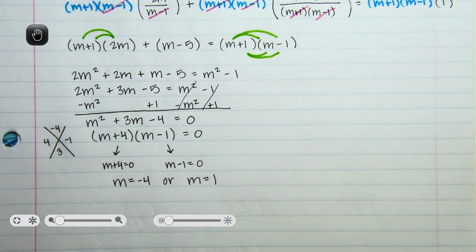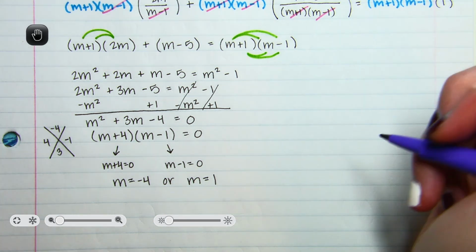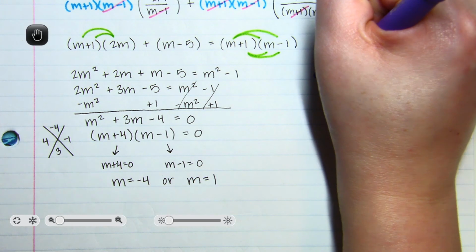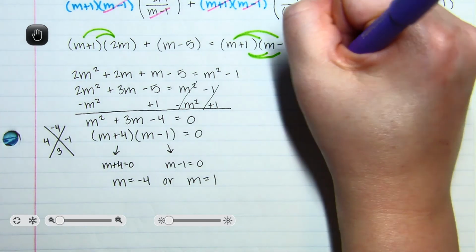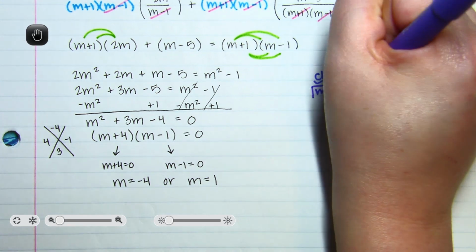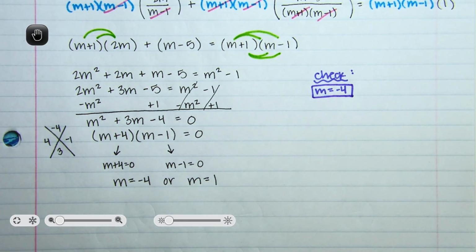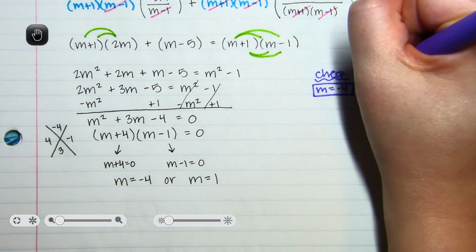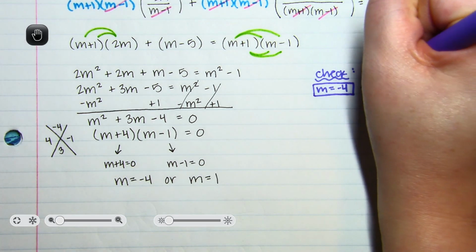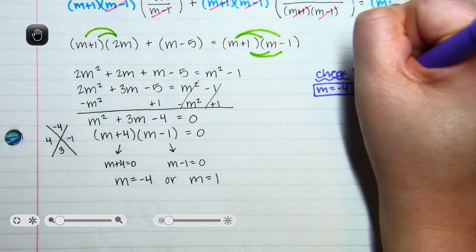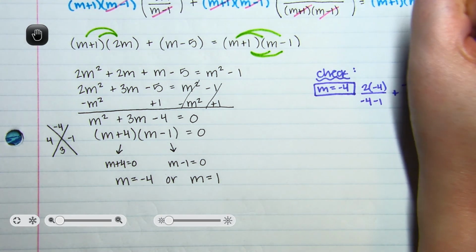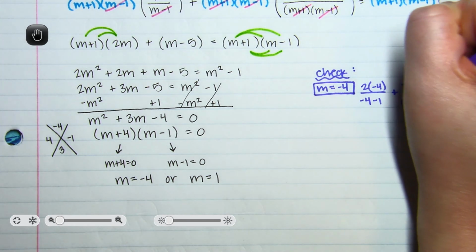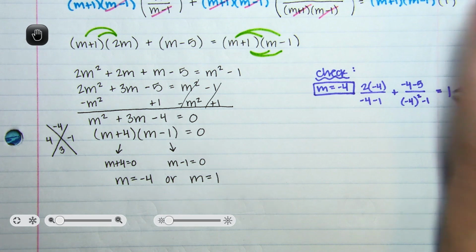Go ahead and check your work. Now next up, do we need to check for extraneous solutions? You should have said yes, we do. So let's go ahead and do that. So first I'm going to do m equals -4. So if I plug in -4, I'm going to have 2 times -4 over -4 minus 1 plus -4 minus 5 over -4 squared minus 1 equals 1.